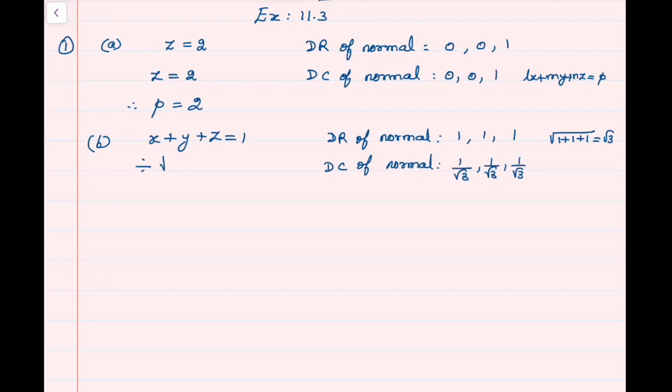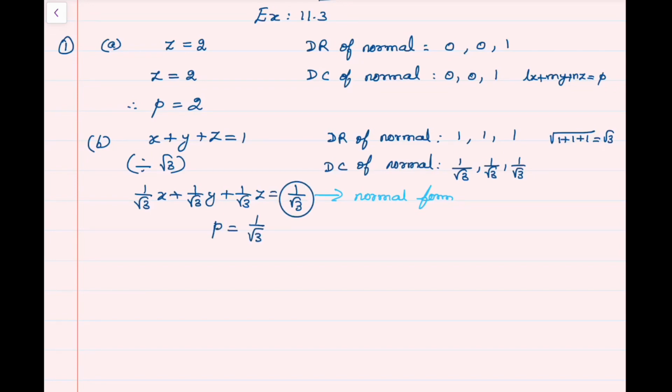Now we will divide the whole equation by root 3. We get 1 by root 3 x plus 1 by root 3 y plus 1 by root 3 z equal to 1 by root 3. Keep this constant term on the right hand side as a positive quantity. This equation is in normal form, Lx plus My plus Nz is equal to p, where p is the distance of the plane from the origin, which is 1 divided by root 3.